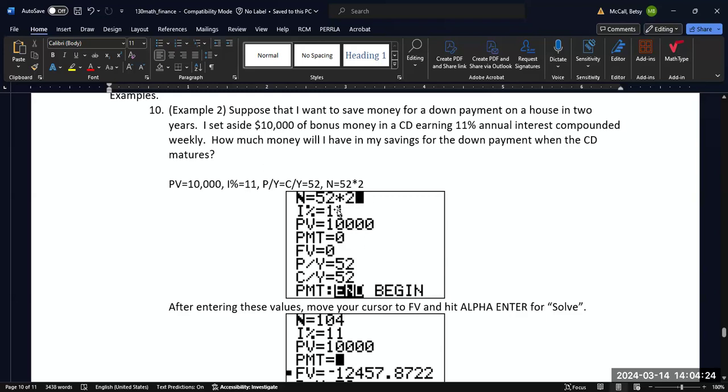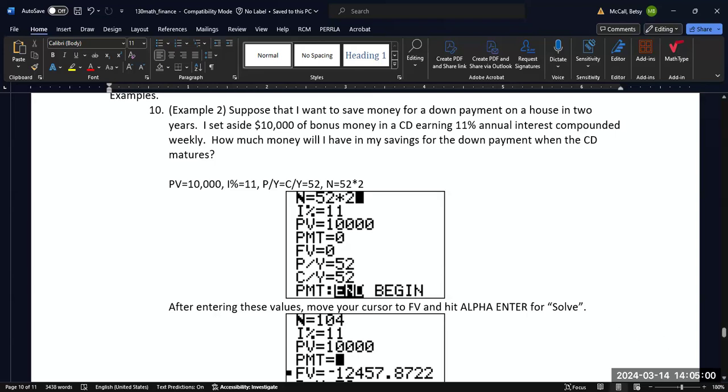The interest rate is 11%, so that goes as 11 in the I%. The present value, that's again typically the principal, it's the amount of money you have right now. The present value will be the loan amount, or it will be the amount that you're investing and then letting sit there, which would be the $10,000. We're not making any payments on this. Our payment rate and our compounding rate are 52 because it's weekly. Now here we're not making any payments, we're just getting compounding, but they're the same value.